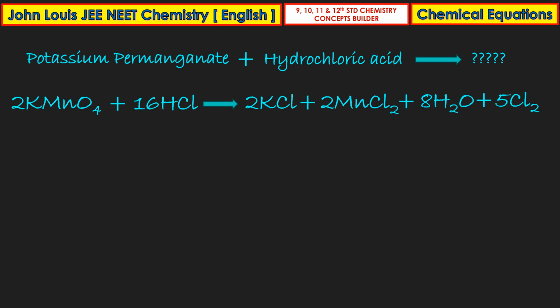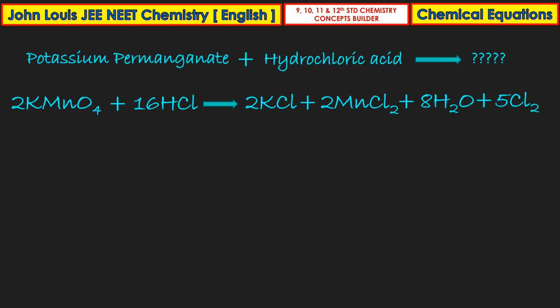For example, in this case, potassium permanganate, KMnO4. How did this formula come? Why can the formula of potassium permanganate not be K2Mn3O4? Why is it only KMnO4? How did it come? See, if you know it for one compound, you will be able to guess for any number of compounds on your own. For example, manganese chloride, MnCl2.